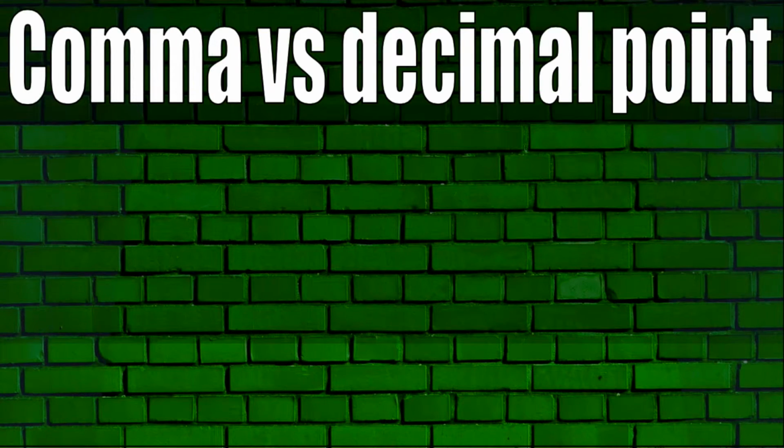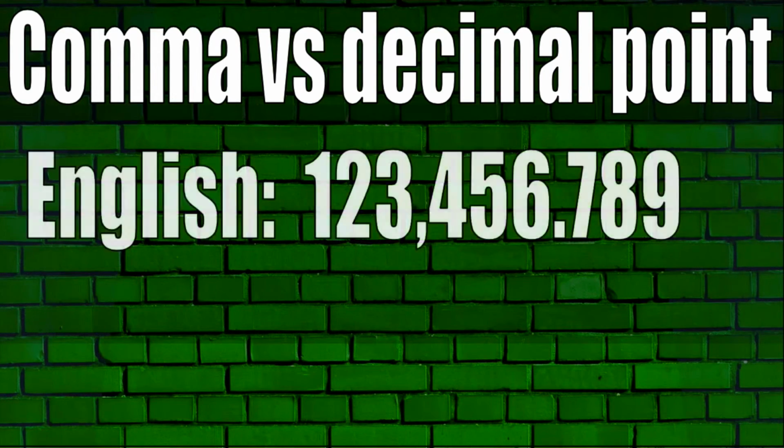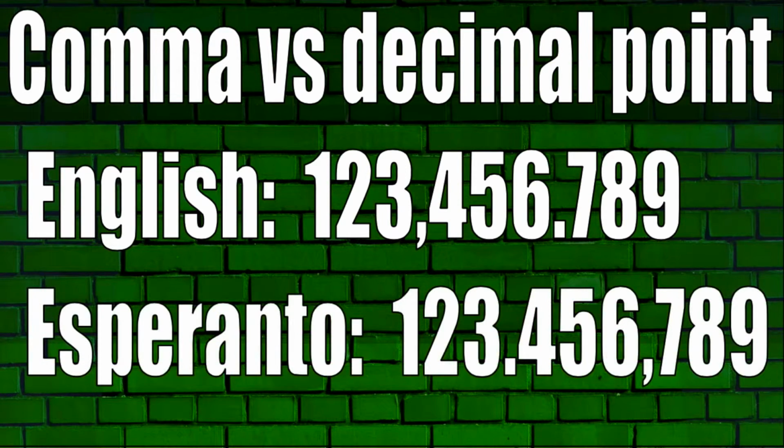One important thing to learn when learning Esperanto numbers is that the comma and the decimal point are switched. In English, we use a comma to separate the thousands place, and we use a point to separate decimals. But in Esperanto, we use the decimal point to separate the thousands place, and we use the comma to make decimals.